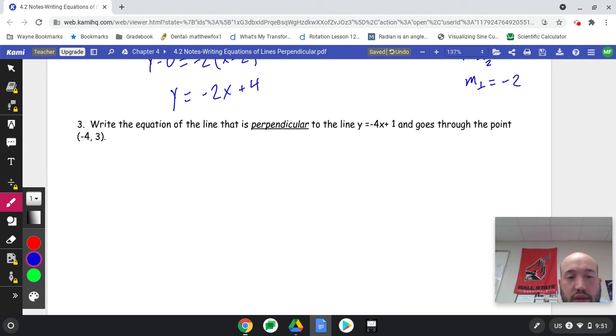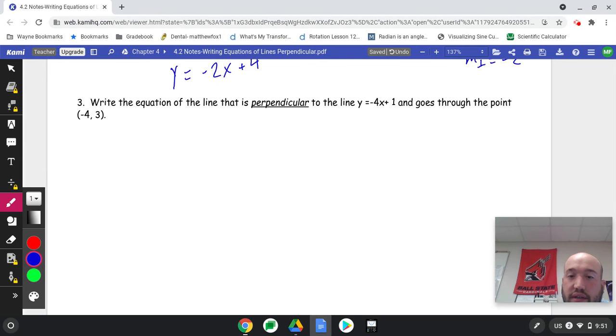On to our next one. Write the equation line that is perpendicular here, y equals -4x plus 1. And it goes to the point -4, 3. So the slope is -4. So our perpendicular slope will have to be 1/4. Remember, if it was parallel, it'd be the same, -4.